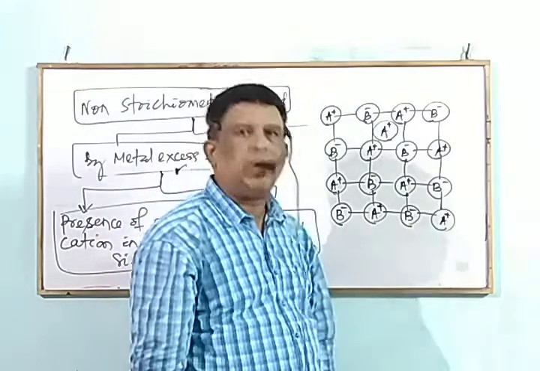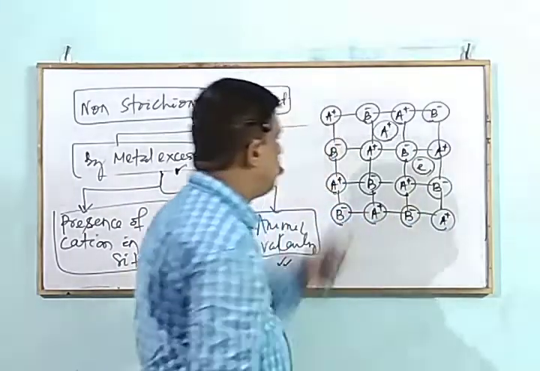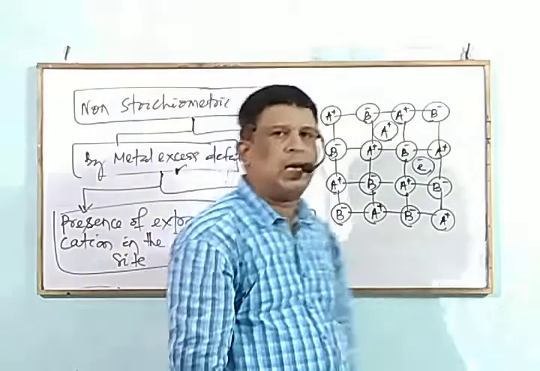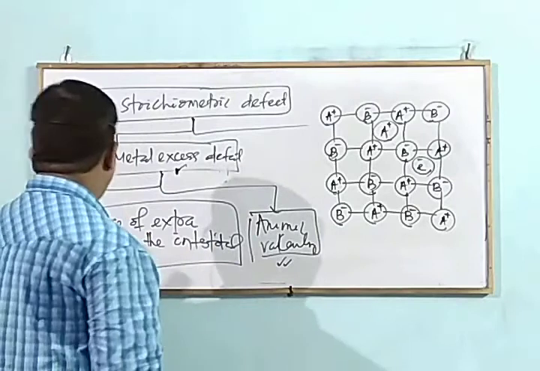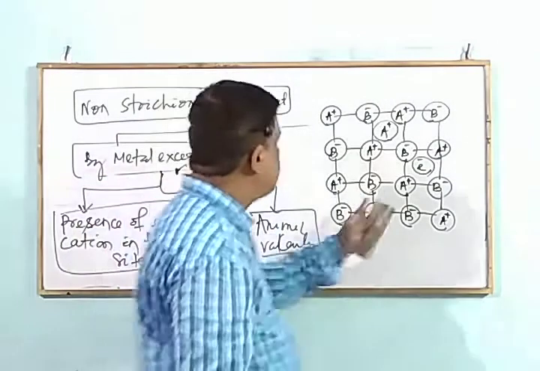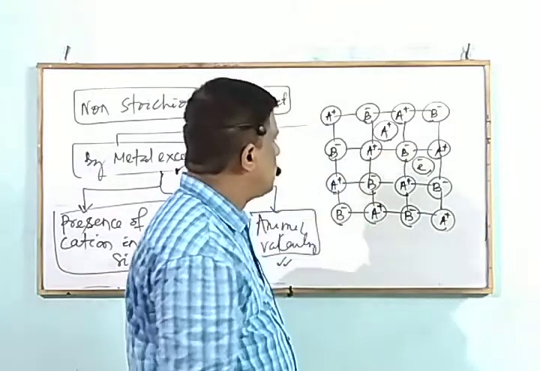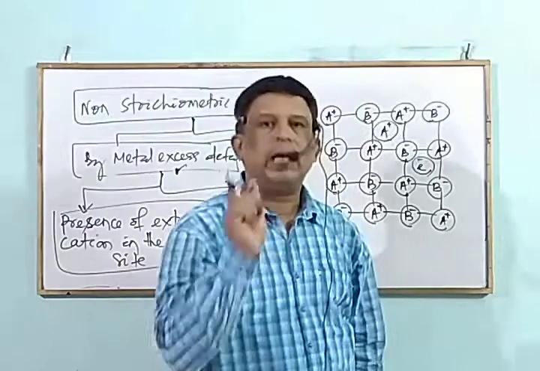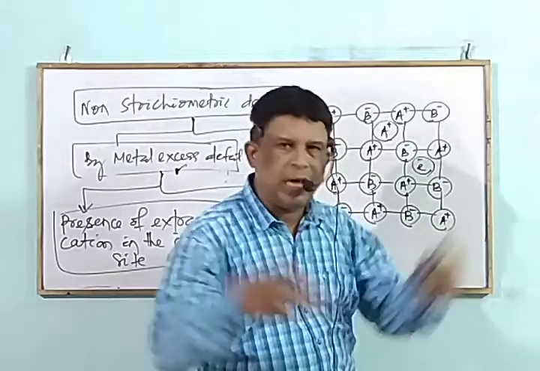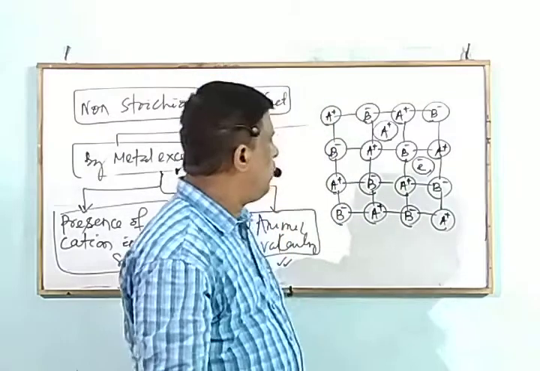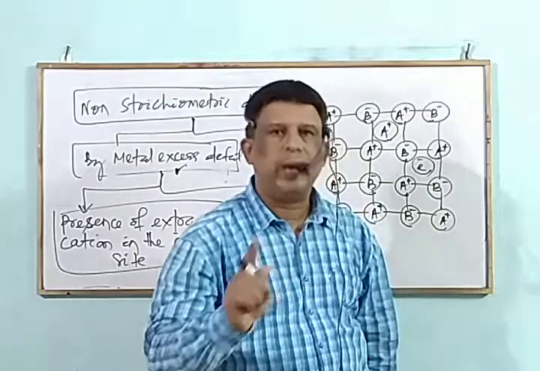In order to maintain the electrical neutrality, in the nearby vicinity an electron is captured near its interstitial site. Mark that this defect means the presence of extra cation in the interstitial site. In this type of defect, an extra cation is present in the interstitial site, and in order to maintain the electrical neutrality, an extra electron is also entrapped or captured near the vicinity of its interstitial site. As a result, electrical neutrality is maintained.